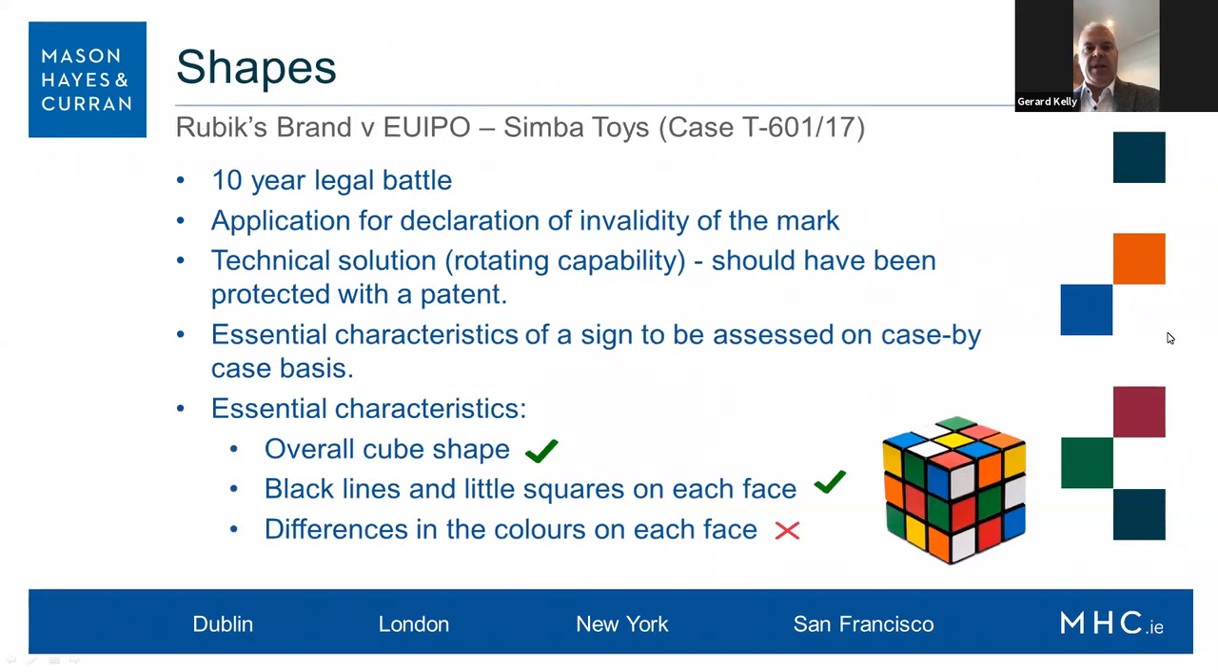Again, on the issue of shapes, here is the Rubik's Cube, and we're looking at this from a slightly different angle. It's not necessarily inherently distinctive, but to look at the exception that Eimear had mentioned around shapes that give a technical function and whether they should be a bar to registration as a trademark. And again, it's very much a public policy issue where the legislature and the courts don't want a particular company to have a monopoly in something which brings about a technical function, in the same way as colors.